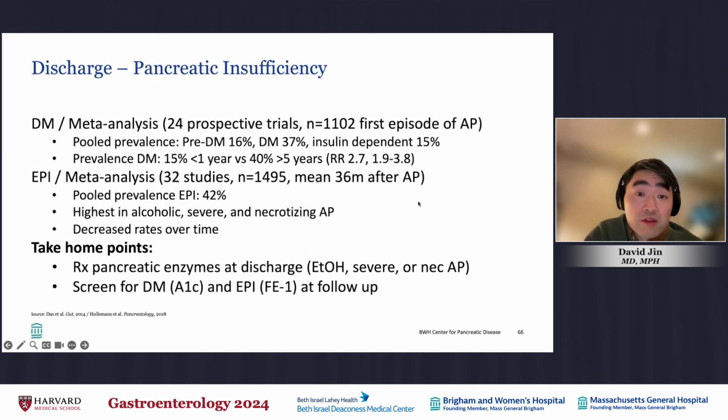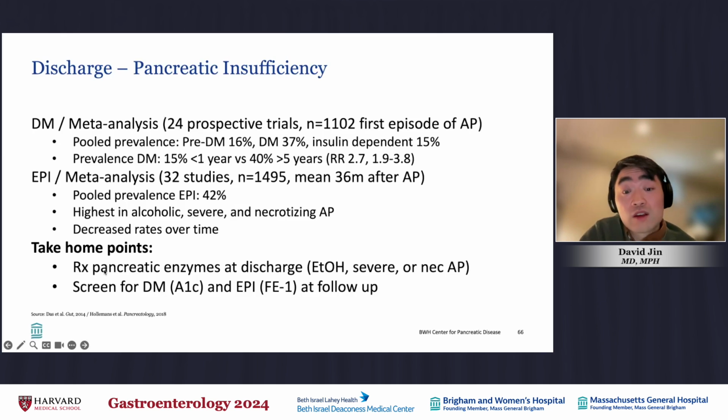There's also a risk of pancreatic insufficiency, both endocrine and exocrine insufficiency. The pooled prevalence of diabetes after a single episode of acute pancreatitis is 15% within the first year and actually increases to 40% after 5 years. Similarly, there's a risk of exocrine pancreatic insufficiency of 42% after an episode of acute pancreatitis. And the rates here are highest in those with alcoholic disease, severe disease, or necrotizing disease.